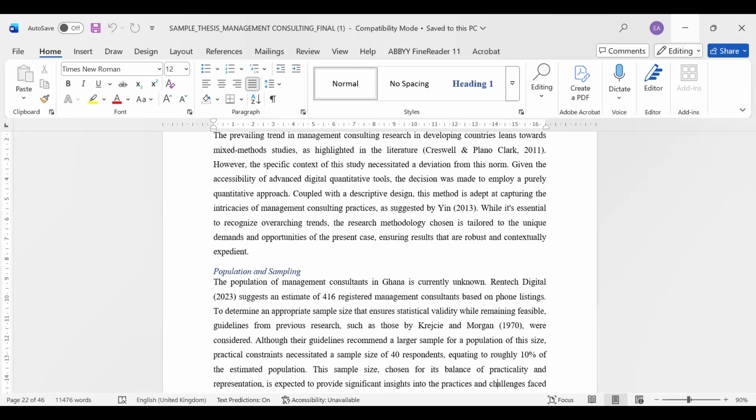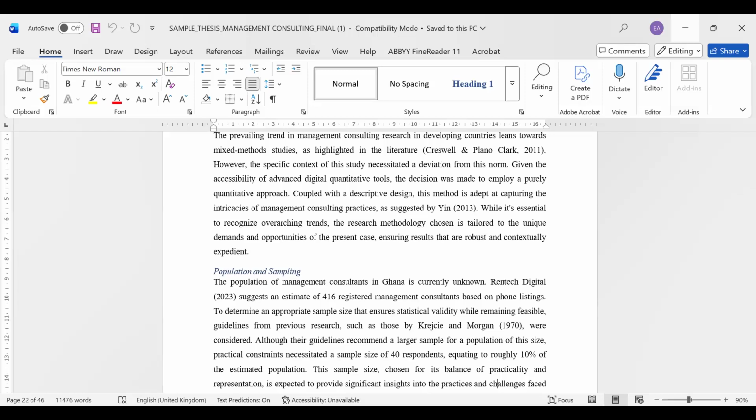So I'll find a bowl or a hat. I'll put all my papers inside, and I'll ask the respondents to come and pick. Everybody should just pick one piece of paper. All those who pick no, they are not part of the study. All those who pick yes, they are part of the study. That is a way you can do simple random sampling.